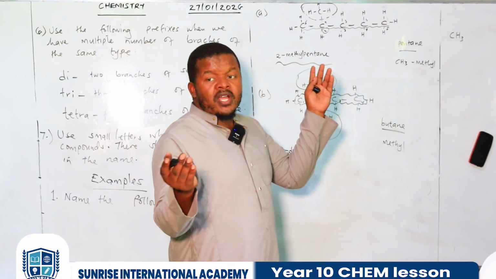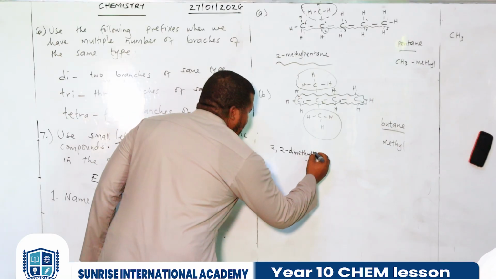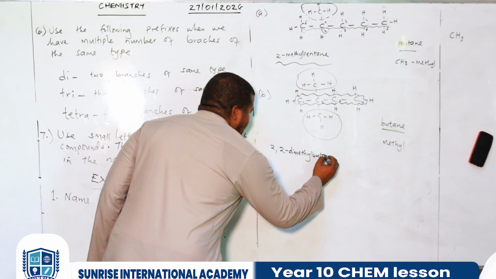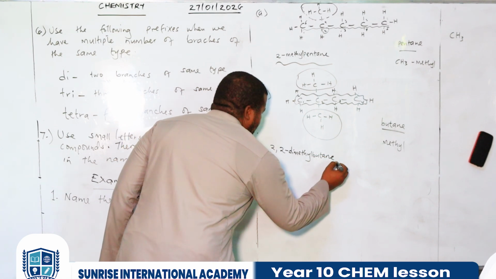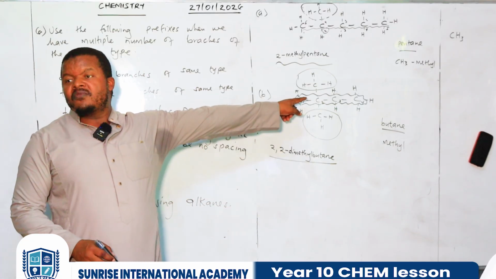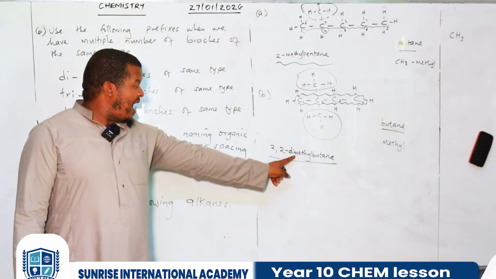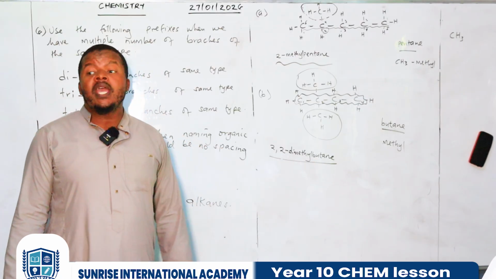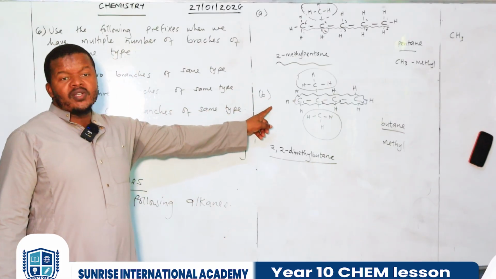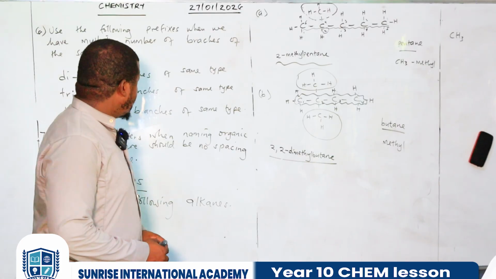Do we have another branch? No. Bring the parent name and put it here. Leave no space. Remember to use small letters all through when naming organic compounds. So the name of this molecule is 2,2-dimethylbutane. That is how we name molecule number 2, that is in B. All right.